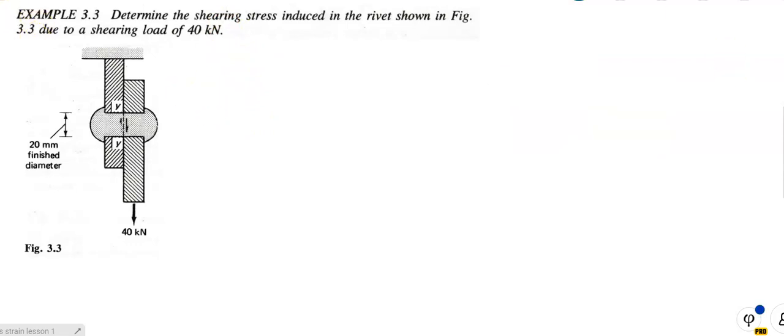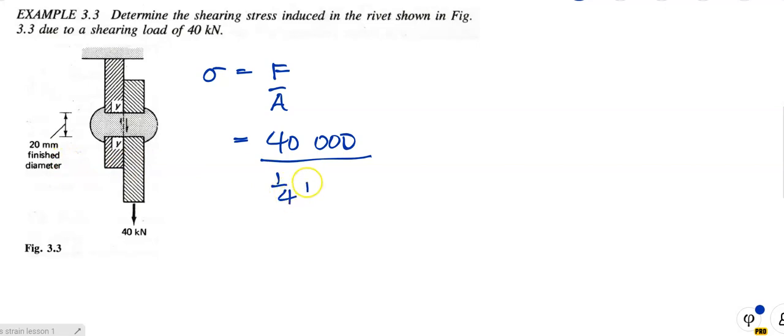Right, people, what did I always say? First thing is state the formula, shearing stress. So stress is equal to force over area. And what's the force? It's 40,000 newtons. You convert it to newtons, like I said. I'm not explaining it anymore. What's the area? It's a 20 millimeter finished diameter. So the area is a quarter pi d squared, which is the same as pi r squared, times 20 squared.